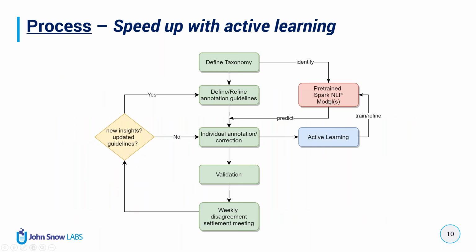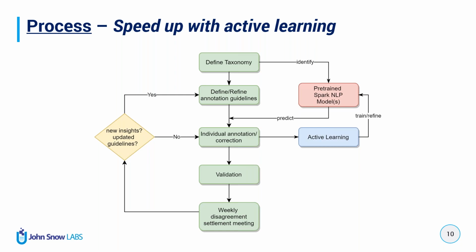So ways for speeding up the annotation work we are using so far, there are 2. So first of all, after we define the taxonomy together with the customer, we try to identify whether or not we already have some pre-trained models in our library, which are covering at least a part of the taxonomy which is targeted by the customer, right? So we are actually trying to map the entities or the labels in our taxonomy to the entities which are extracted by our models.